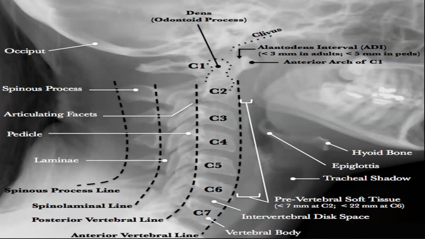If C7 and T1 are not fully visible, we can do a swimmer view. And if we need an odontoid view to clearly see the odontoid process, so if we have suspicion about C1 or C2 fractures, we can do the odontoid open mouth view. Clear?